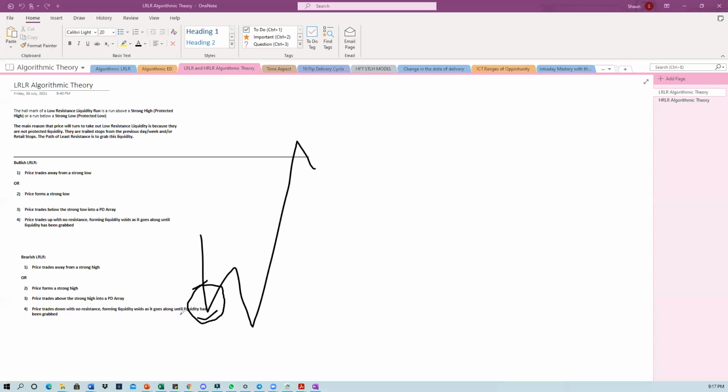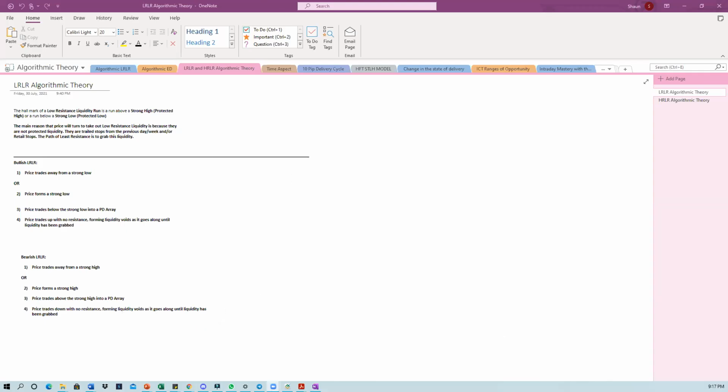When you see a reaction that's near your PD array, don't be fooled by the fair value gap that it is reacting from. Okay, because these reactions over here tend to be from a fair value gap. You wait for the actual move near a bullish order block, breaker block, mitigation block, whatever. Okay, that's all I have to say about this. Now that's the low resistance liquidity run part.